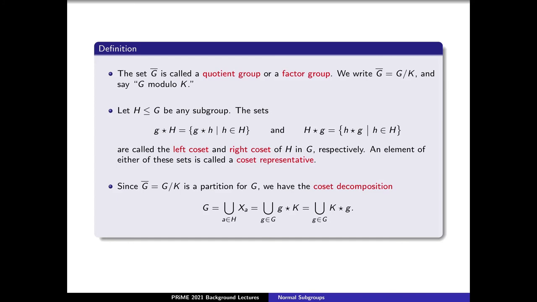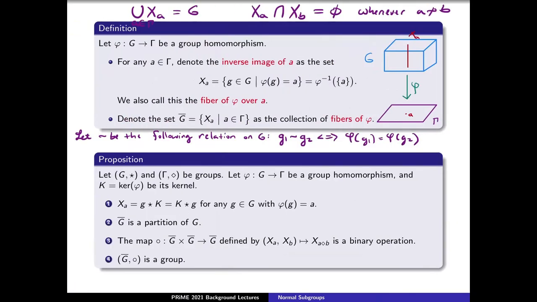So next we have our G bar, which is equal to G mod K under this new notion. And we have the following coset decomposition. So we have G is equal to the union of the X of A's, where A is in gamma. But X of A, from the proposition, is also equal to G star K, where K is the kernel of gamma, and it's also equal to K star G.